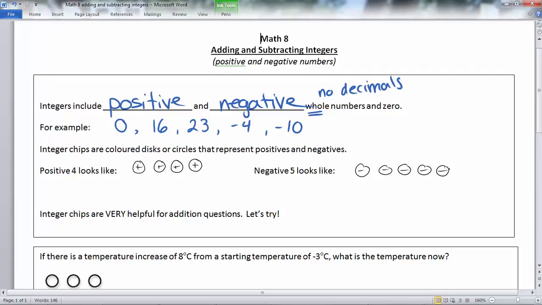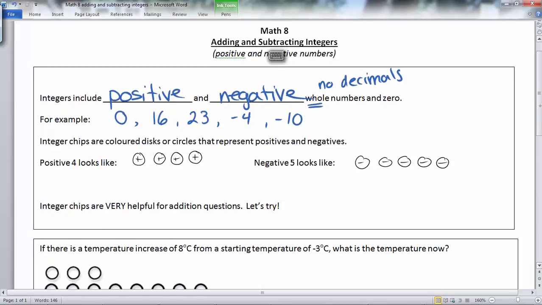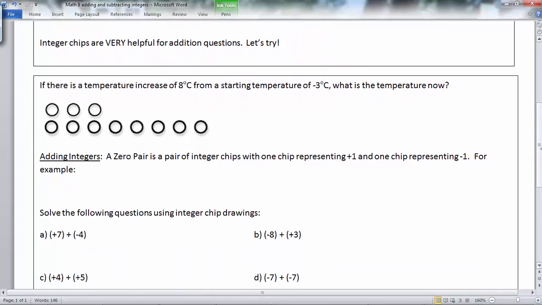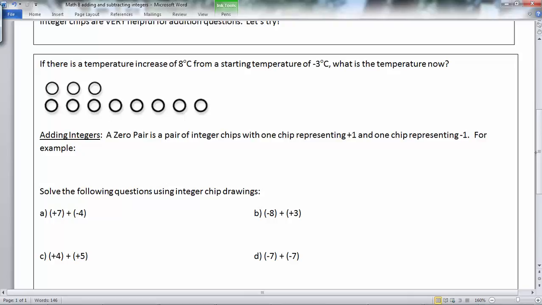They're really helpful when you're doing addition questions with positive and negative numbers. So I'll show you what I mean. I got a word problem right off the start. It says, if there's a temperature increase of 8 degrees, starting from a temperature of -3, what's the temperature now? So we've got a bunch of circles. We started at -3, so these three are the -3 degrees that we started with. And then we're going to increase that by +8. So we have 6, 7, 8 positives. And we want to know what the temperature is now.